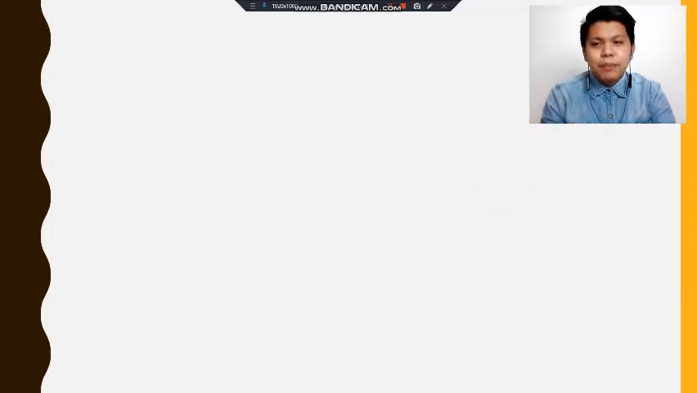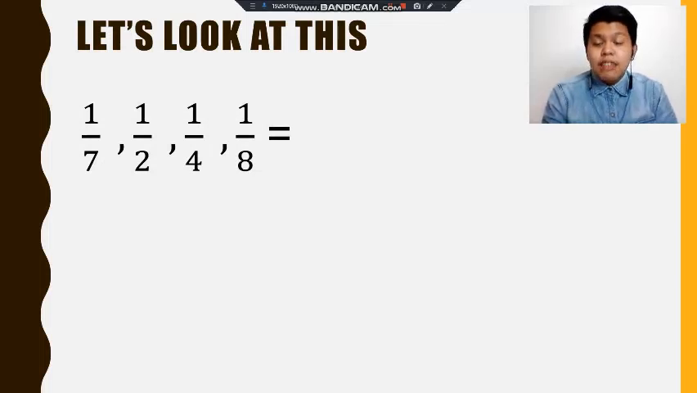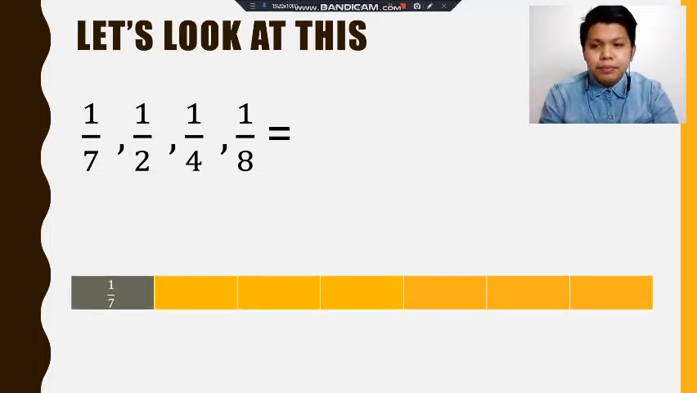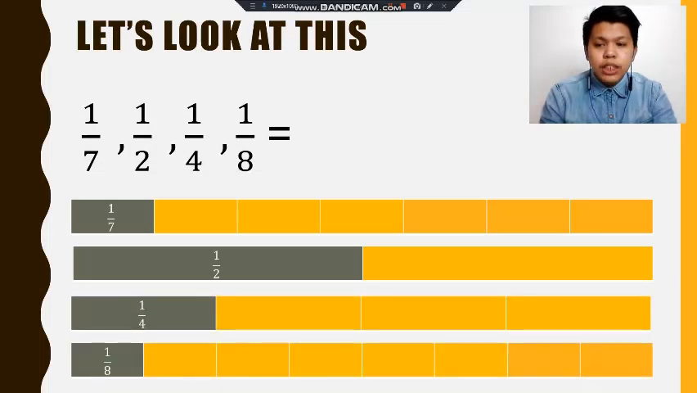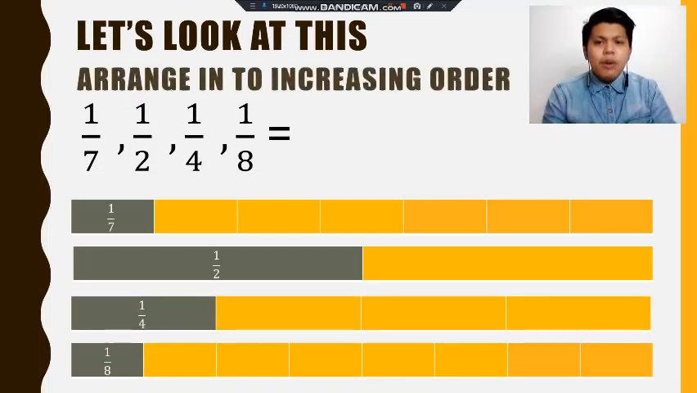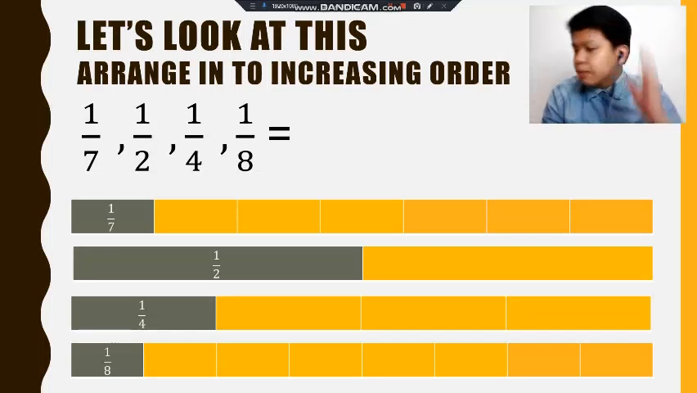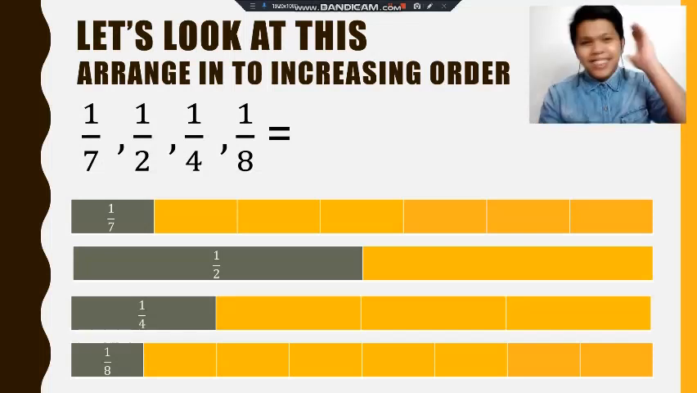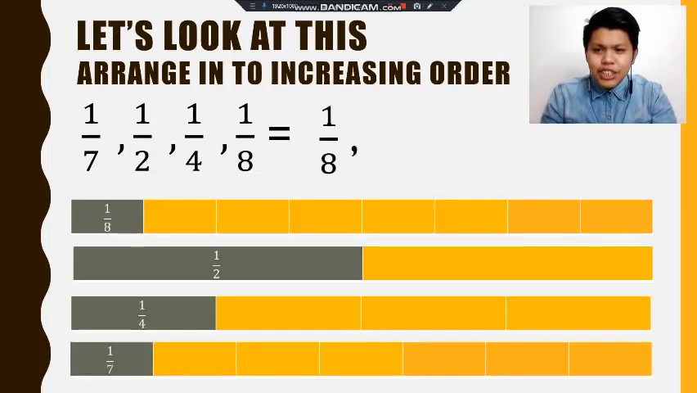Here's the first example. Let's look at this. I have 1/7, 1/2, 1/4, and 1/8. Now I want you to try arranging it into increasing order. What do you think will go first? Great. So the first one is the smallest part. Which of them? It's the 1/8.